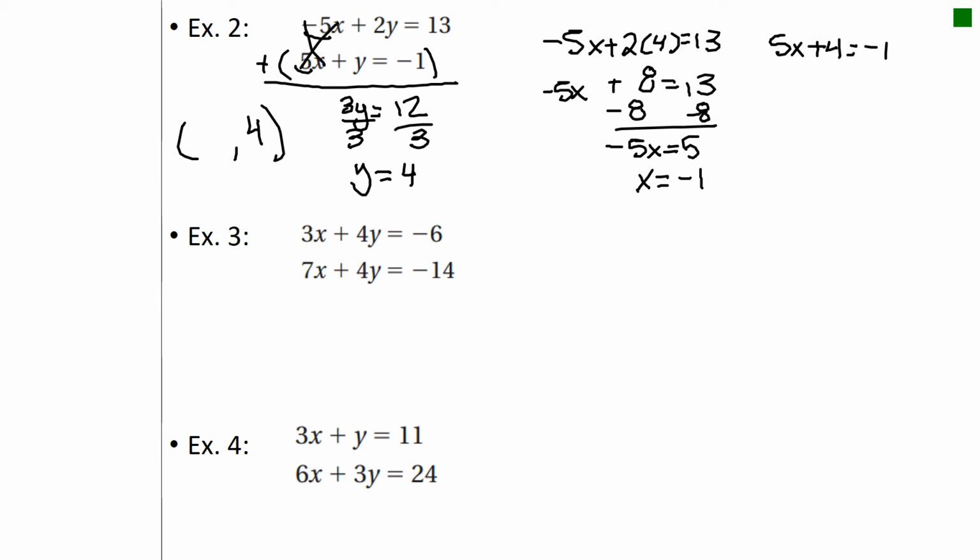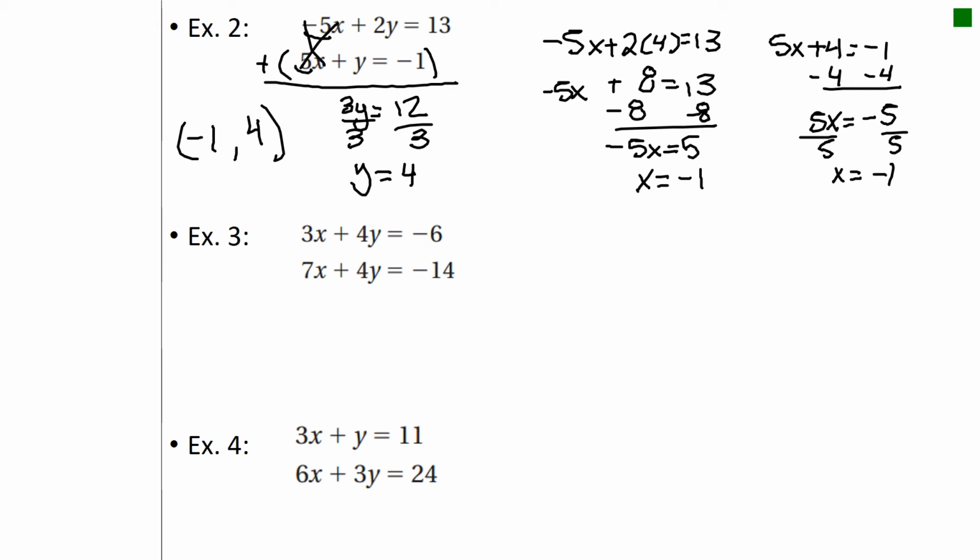All right, let's check with our second equation. We're going to take away 4, take away 4. We're going to get 5x equals negative 5. Divide by 5, divide by 5. x equals negative 1. Great, we did it.